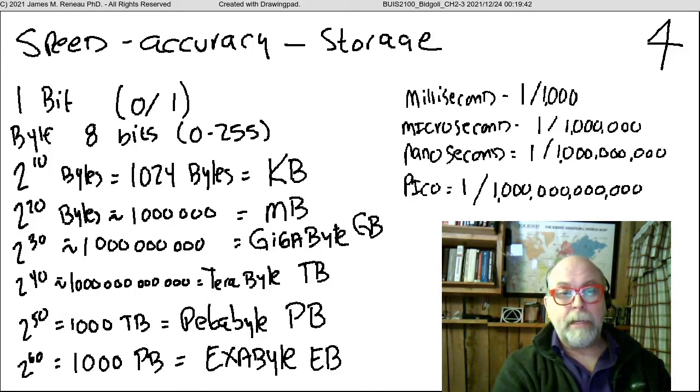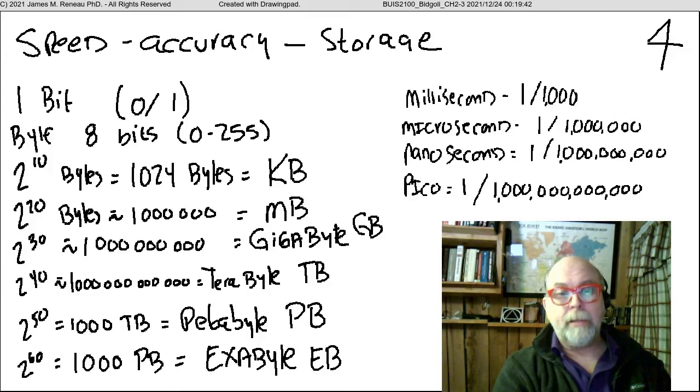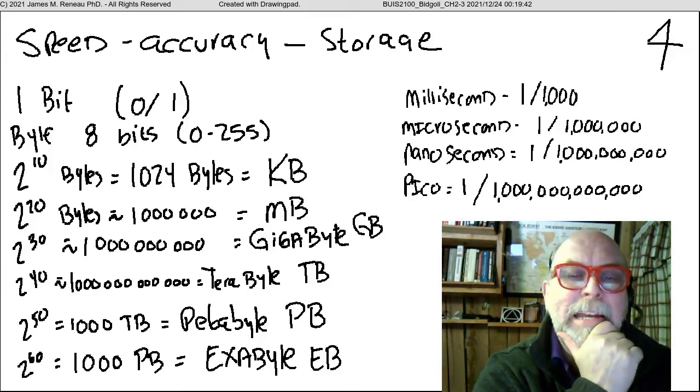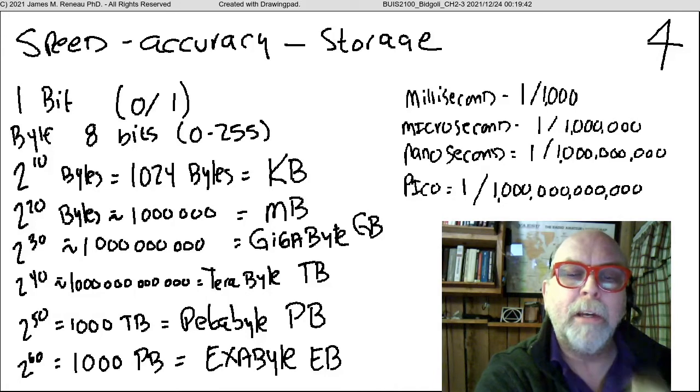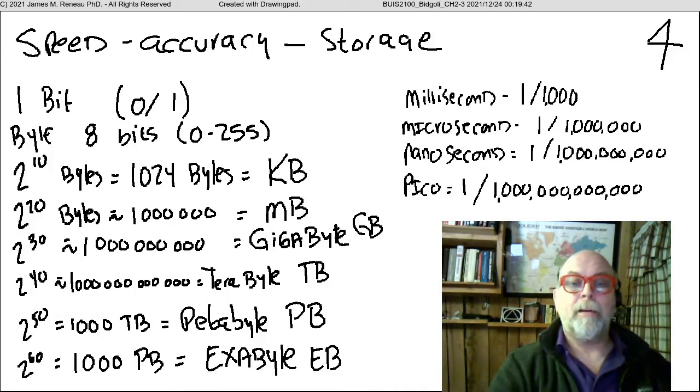1,000 megabytes is approximately 1 billion bytes. We call that a gigabyte. The computer I'm using right now has 16 gigabytes of memory, which means that it's 4 million times larger in memory than the first computer I had. 4 million times bigger. Wow. That's huge.